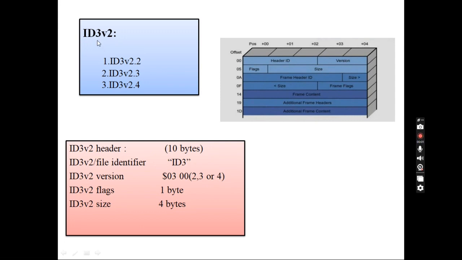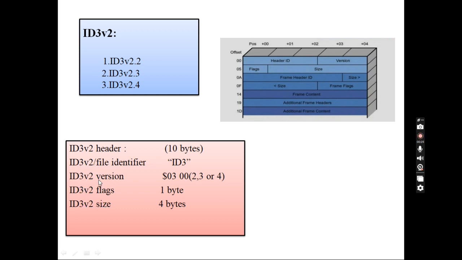The next version is the ID3v2 version. In ID3v2 we have ID3v2.2, ID3v2.3, ID3v2.4. These are the versions under ID3v2. First we have the ID3v2 header. In the ID3v2 header we have ID3v2 file identifier, ID3v2 version, ID3v2 flags, ID3v2 size.